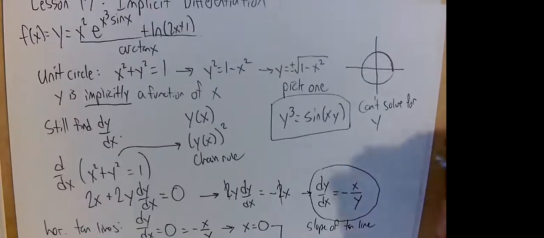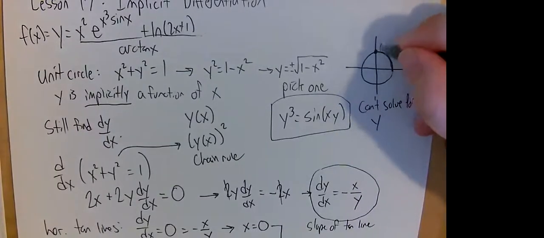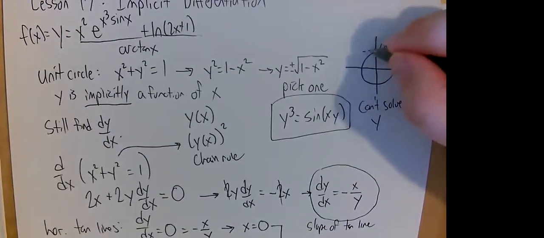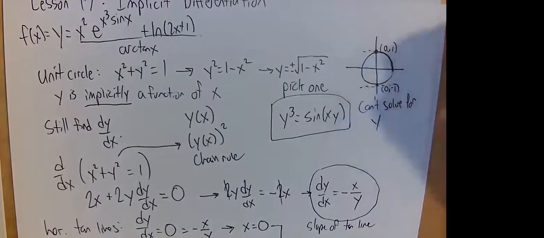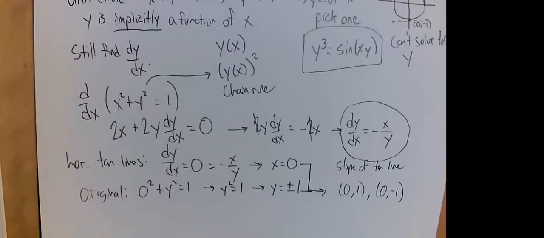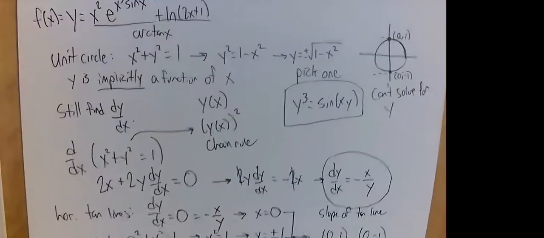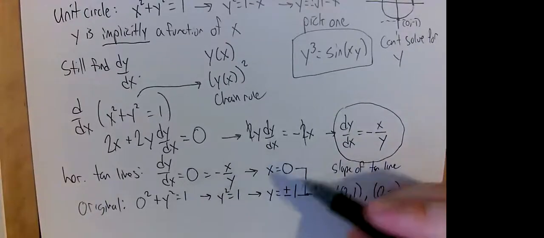And based on our knowledge of the unit circle, this makes sense. The coordinate for this point is (0, 1), and a flat tangent line. And the coordinate for this is (0, -1). And we also have a flat tangent line. All right. So that's how we get horizontal tangent lines. We said whatever derivative we have equal to 0.